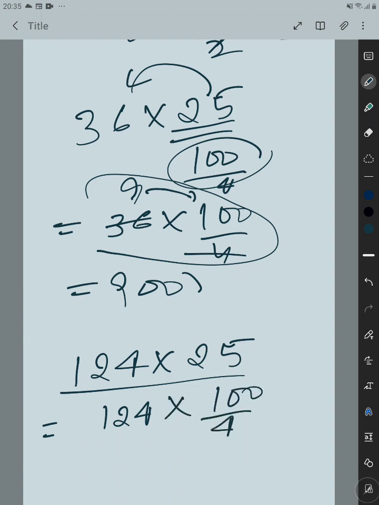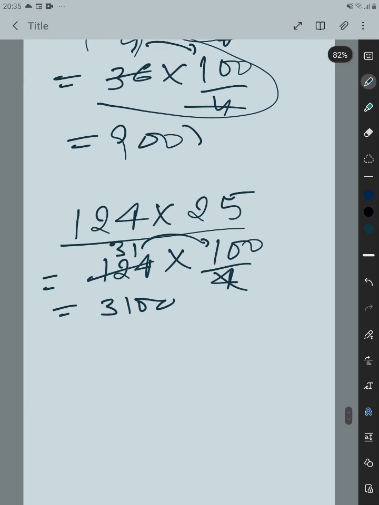Okay, and you just need to divide 124 by 4. So if you divide 124 by 4, you'll get 31. So the simple answer is 3100. Okay, you multiply this one by adding two zeros. Okay, fine. So this is the process through which you can exploit the patterns and make your calculation easier.